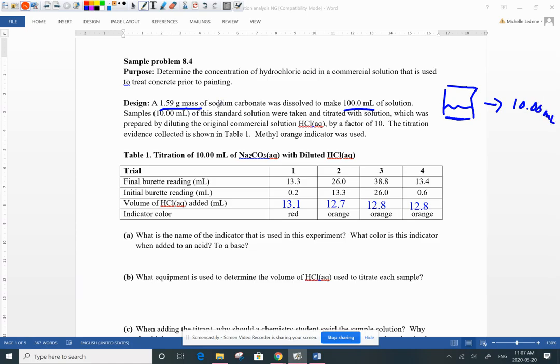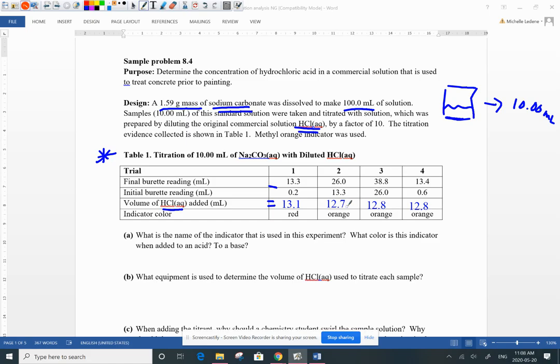And so this is what I know, right? I know my sodium carbonate, and I'm trying to find this HCl. So when I get a table of data like this, I want to fill out everything in the table. So I've got my final minus my initial is going to give me how much volume I used. In this case, it's HCl per trial.